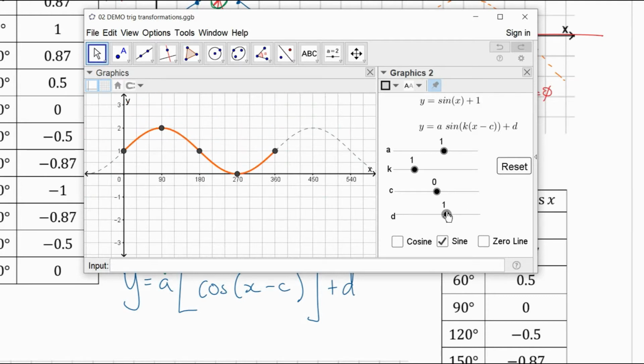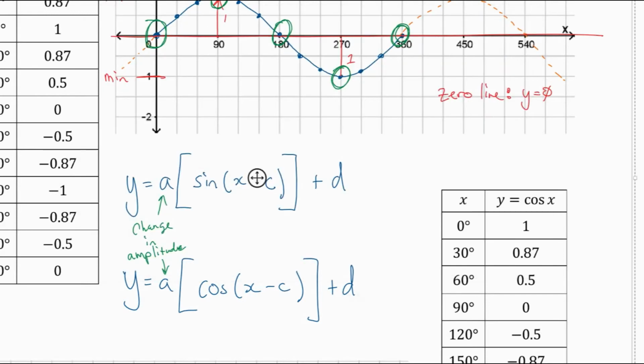And again, that's very similar to quadratics, where the D on the outside that's added at the end just moves it up, or if I subtract, I'm just moving it down. But take a look at how I don't change the shape of the graph. I'm not changing the amplitude, I'm just changing the vertical position of the graph. Okay, so let's write that down. This is a vertical shift.